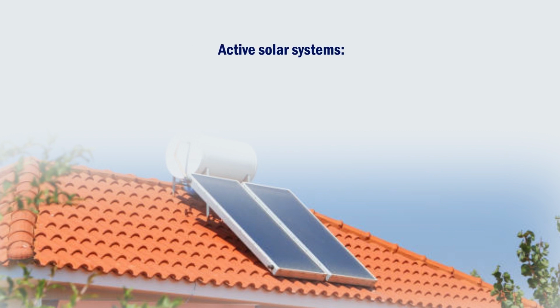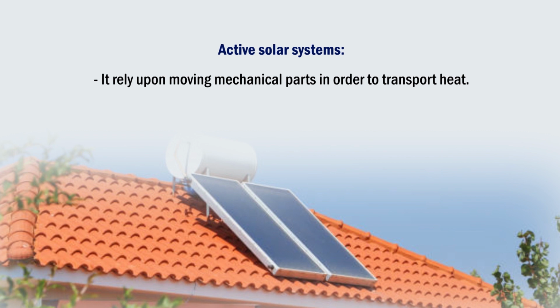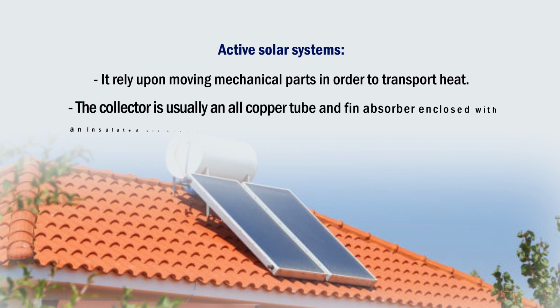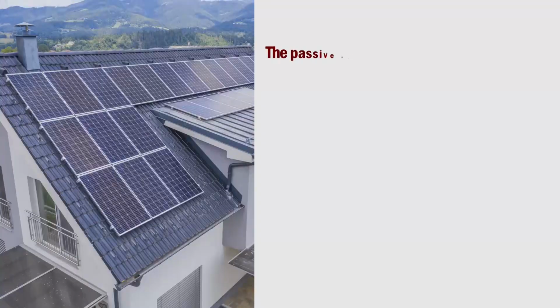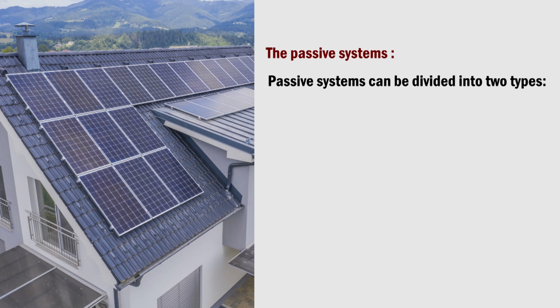If we talk about the active system, active solar systems rely upon moving mechanical parts in order to transport heat. The collector is usually an all copper tube and fin absorber enclosed in an insulated aluminum frame, or you can say a box, which is covered with glazing. Glazing, you can understand, is just like a glass cover. The water is circulated through these solar panels. If we talk about the passive system, on the other hand, it uses the sun's energy to transport heat.